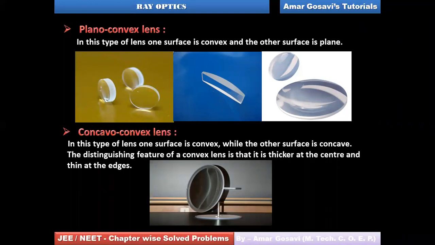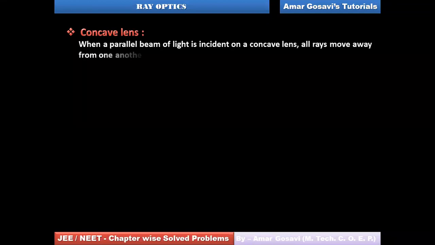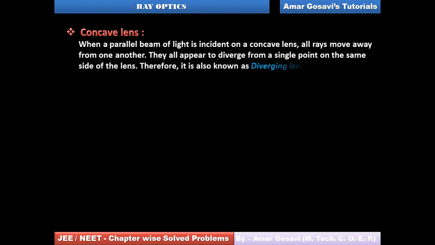Most of you say done. Let's move ahead then. The second type of lens is the concave lens. Now, what is a concave lens? Basically, when rays move parallel to the optical axis, the rays appear to diverge from a single point. Such lenses we call diverging lenses, or the other name is concave lenses.